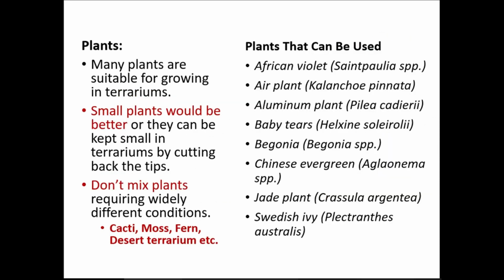Then plants. Then we have to go for plants. Various types I already told you. There are no specific plants for this. I told you different types of terrariums: cacti terrarium, succulent terrarium, woodland terrarium, desert terrarium, tropical terrarium. If you use those types of plants, it will become that type of terrarium. That's why there is no fixed species for this. Many plants are suitable for growing in different terrariums. The only thing we have to remember is that small plants would be better.